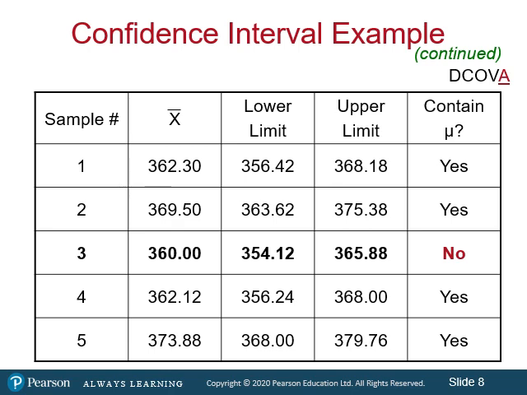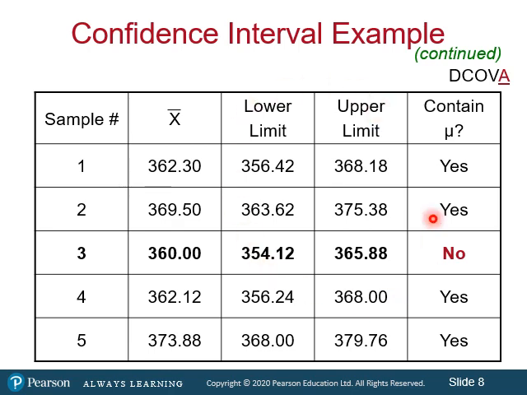Now we have taken 5 different samples: sample 1, sample 2, sample 3, sample 4, and sample 5. The mu we already know from the previous slide was 368. For sample 1, the x bar was calculated at 362. The second sample was 369. The third sample at 360. The fourth one is 362. And the fifth one is 373. The x bar will be in some samples higher than the mean value. In some samples it will be lower than the mean value.